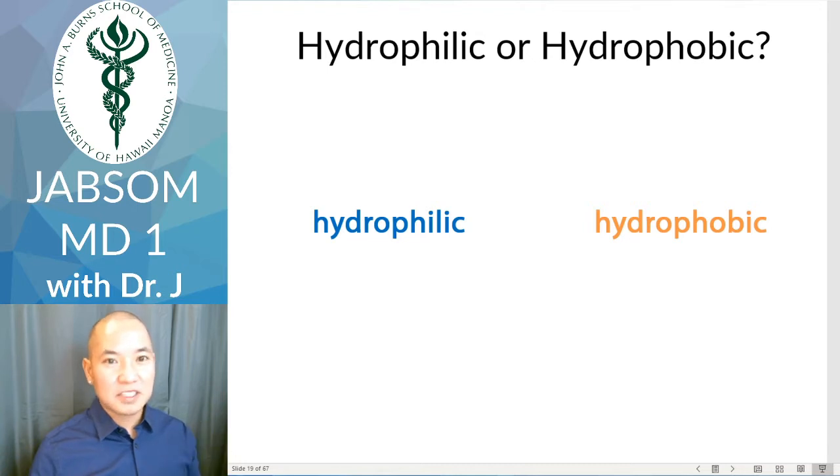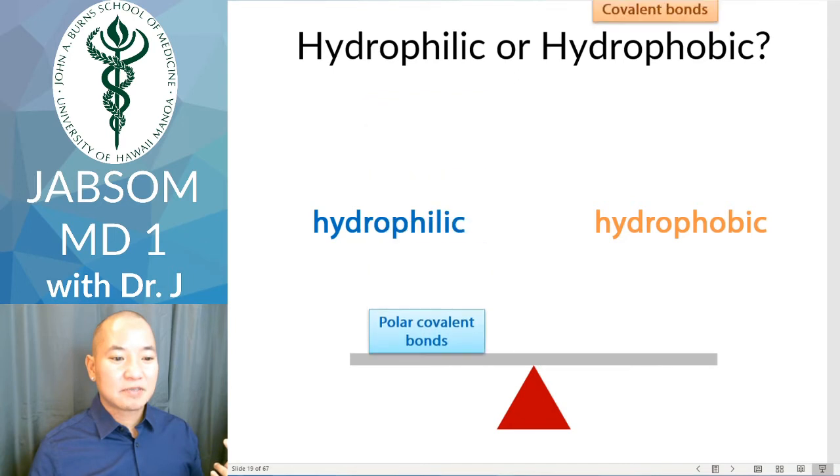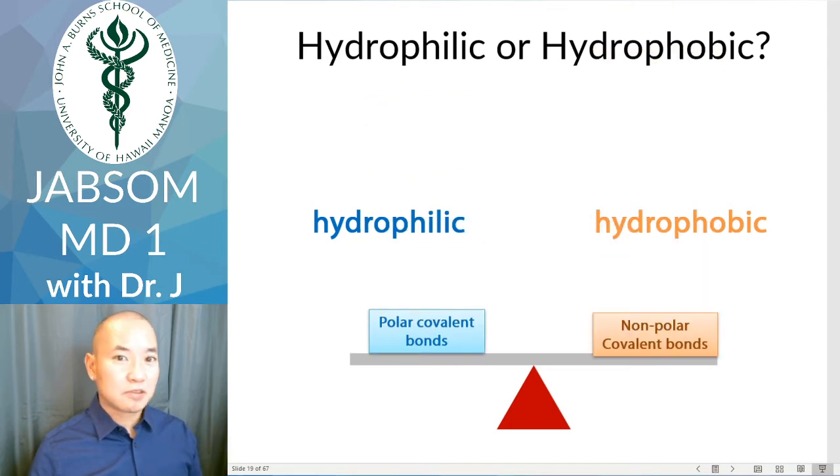Now, these aren't the only things, but these are very easy to pick out. One thing that might make a molecule hydrophilic is polar covalent bonds. Again, polar covalent bonds introduce partial charges, positive and negative charges on the molecule. Remember, water also has partial positive and negative charges. So if you have polar covalent bonds, that would make a molecule more toward the hydrophilic side.